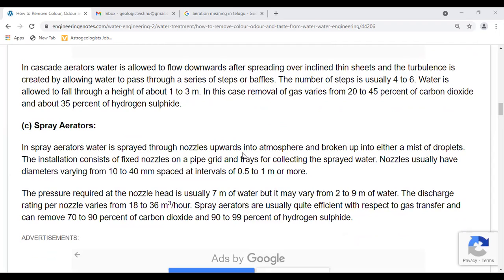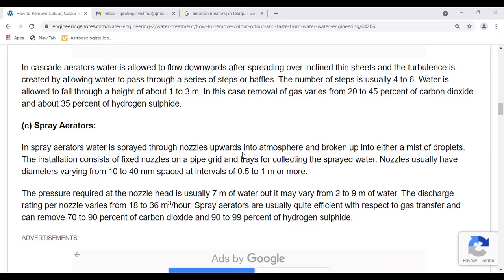The number of steps is usually 4 to 6. Water is allowed to fall through a height of about 1 to 3 meters. In this case, removal of gas varies from 20 to 45% of carbon dioxide and about 35% of hydrogen sulfide. And the third one is the spray aerators.